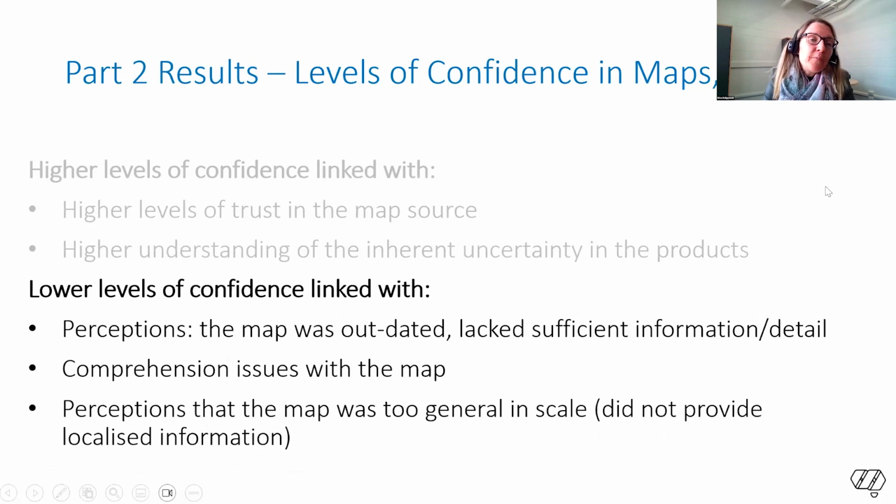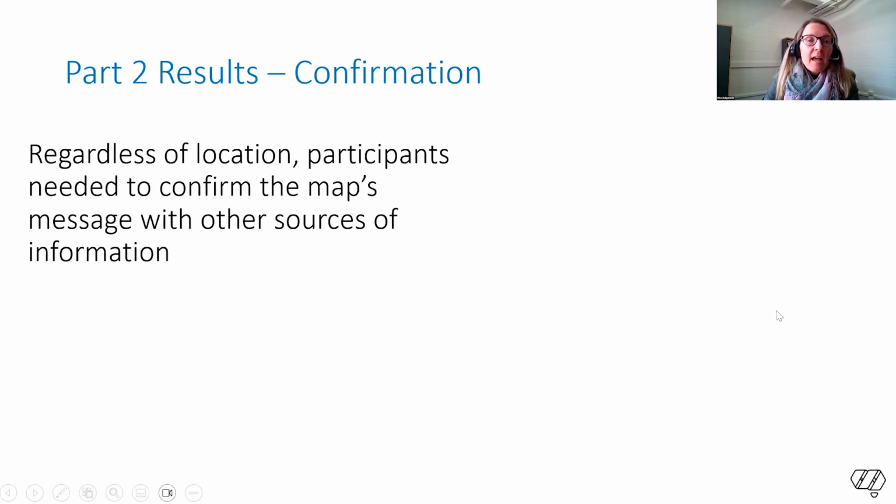On the other hand, people had lower levels of confidence if they perceived that the map was outdated or if they thought that it lacked sufficient information or detail. Also, if they had comprehension issues with the map itself, or if they perceived that the map was too general in scale, or if it did not provide localized information. And then regardless of the location that we spoke to, so across all three, participants needed to confirm the map's message with other sources of information.